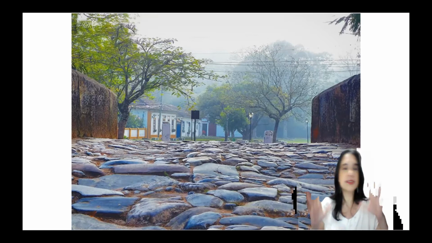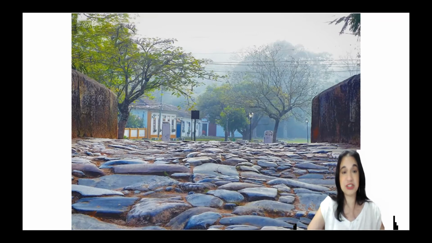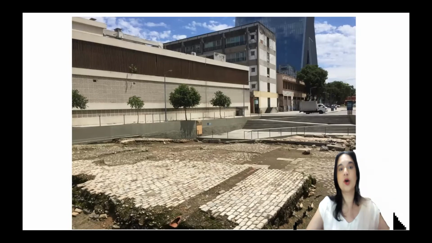Moving on, once colonial times were done, once Brazil got its independence from Portugal, there wasn't much change in imperial Brazil, I should say, except for the streets, where the stones became bigger and more level. So, see, already people's feet breathing a sigh of relief, right?